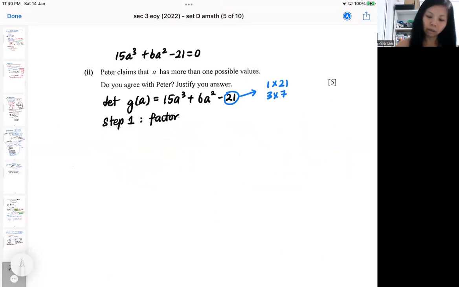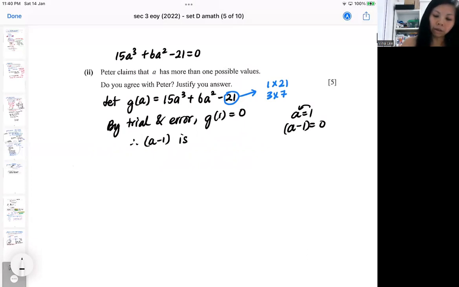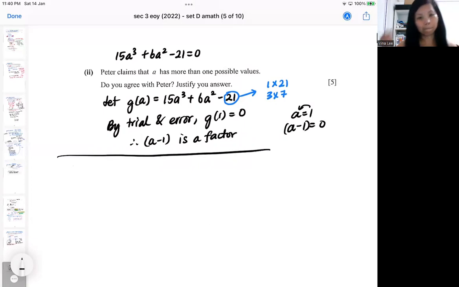You can just say something like, by trial and error, G(1) equal to 0. That means you put in A equal to 1, it gave you a 0 remainder. So if you work backwards, this is the function. So this will be the factor. So A - 1 is a factor. That is the trial and error step.